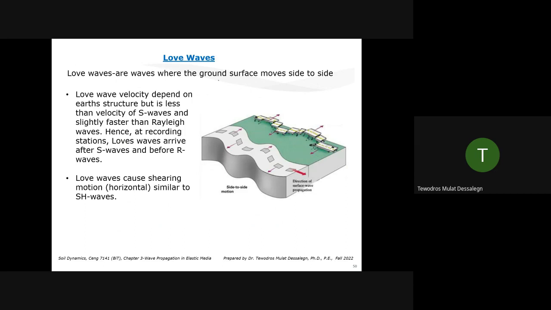And Love waves, we know that what they do is, if you have structures like this in a line, same column, when a Love wave happens, it's a side to side deformation of the ground surface. Or you will have this dislocation in the buildings.